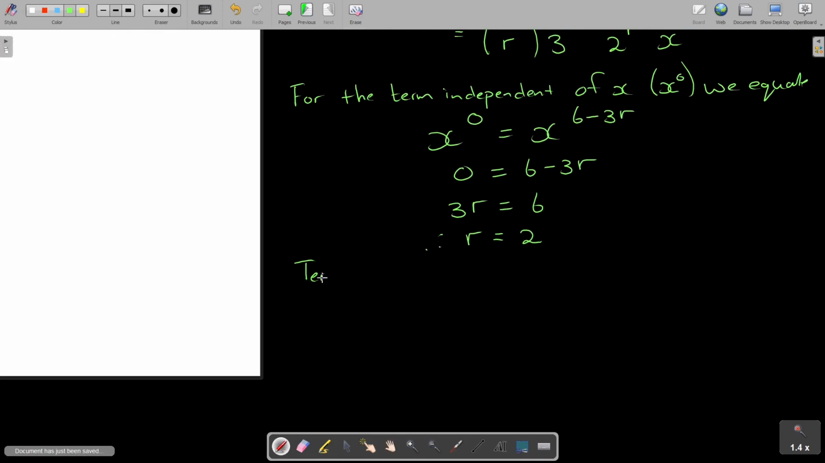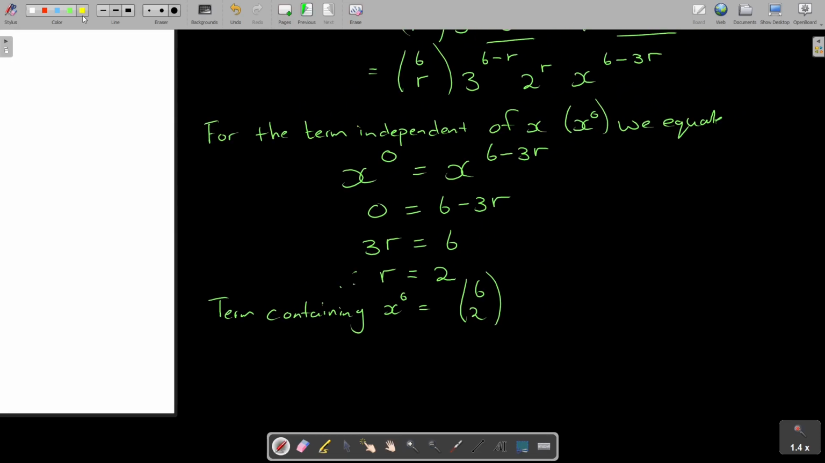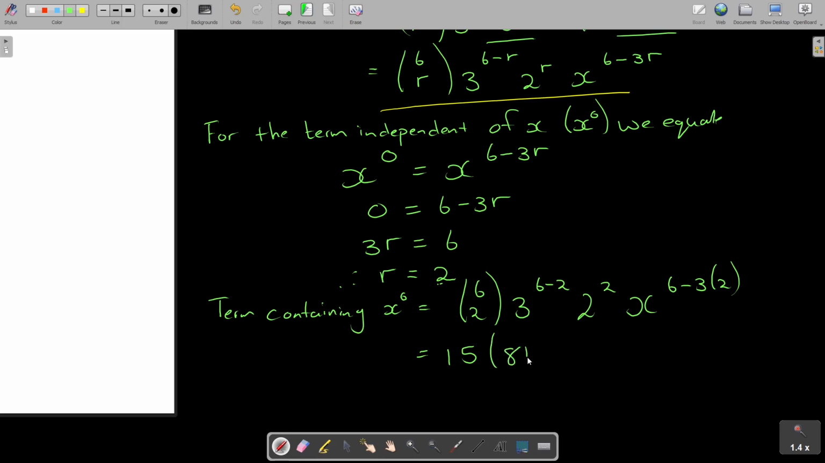Okay, and now I'm going on to the term containing x0, and that is going to be 6C2. And now remember, I'm just substituting in here. Okay, so I'm just going back to green. So it's going to be 3 to the 6 minus 2, it's always that 2, and then 2 to the power of 2, then x to the 6 minus 3 times 2. And then 6C2, that's going to be 15. Then 3 to the power 4, it's going to be 81.